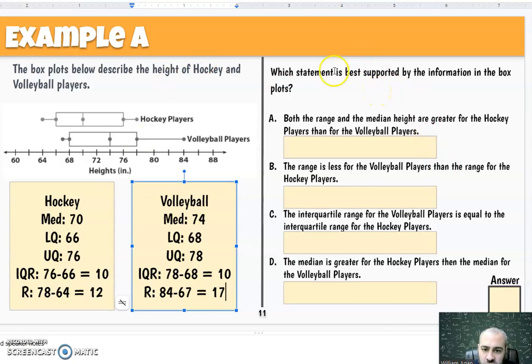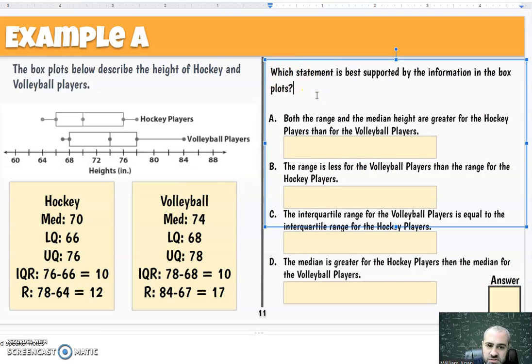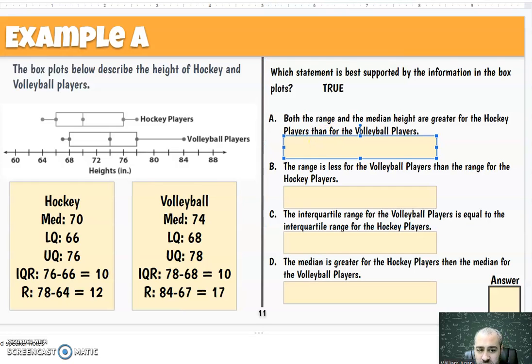Okay, so on to the question. It says, which statement is best supported by the information in the box plots? So it wants a true statement. Okay, so A says both the range and the median height are greater for the hockey players than for the volleyball players. Okay, well, it says both the range and the median. I'm going to do one at a time. So first, it says the range for the hockey players is greater than the range for the volleyball players. Okay, let's see if that's true.